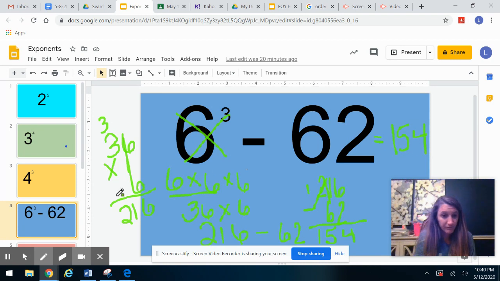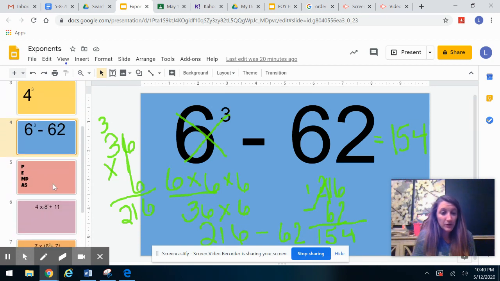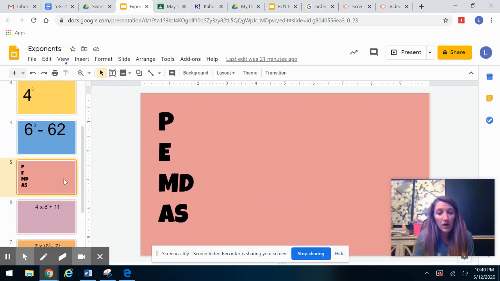Okay, so let me scoot down a little bit here. One of the things that we learned this year right before Christmas was about order of operations. And so you might have heard your teacher say PEMDAS or GEMDAS, and that's the order that you go in. And you will definitely hear this in 6th grade.